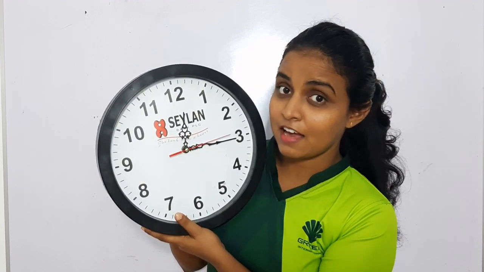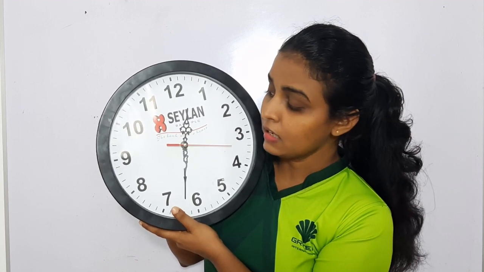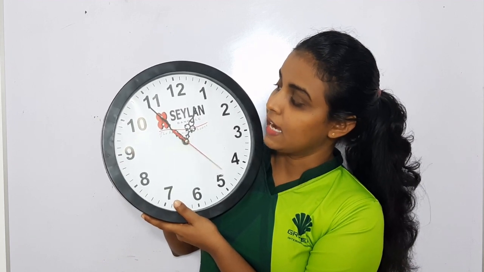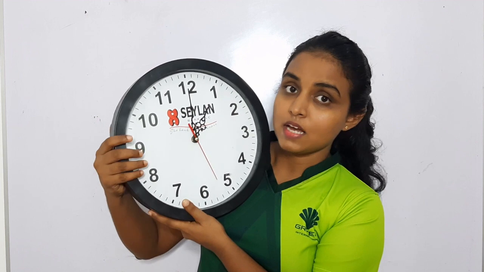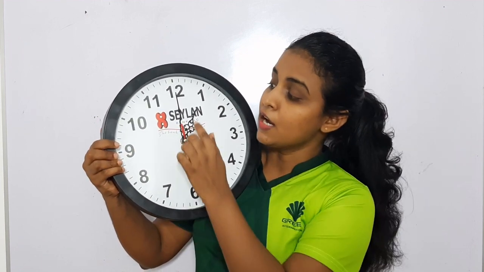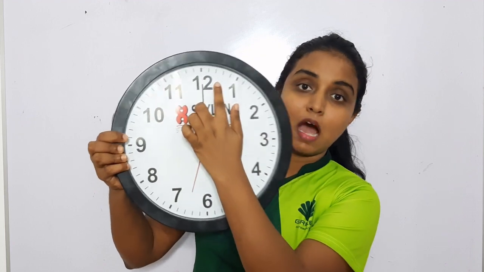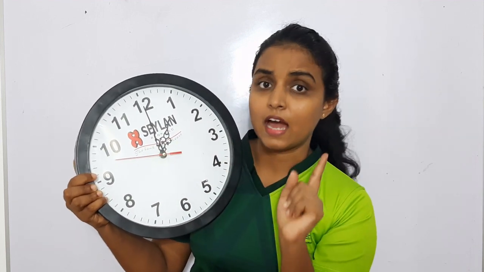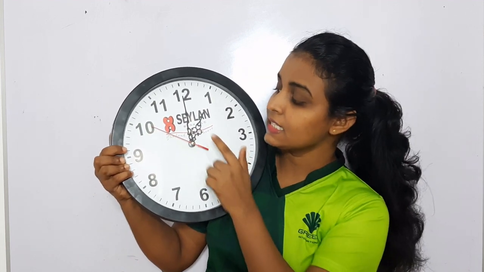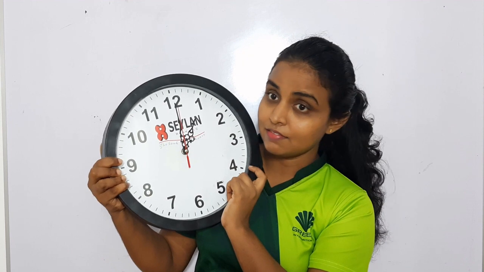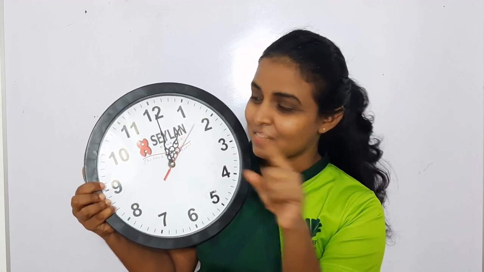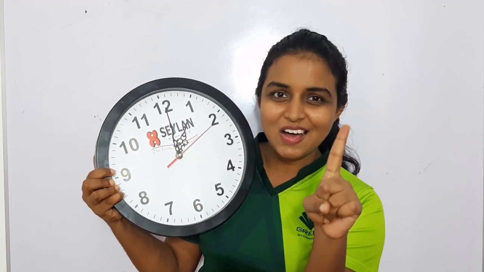Now, carefully have a look. We can move the hands like this way. Now, where is the long hand? Long hand is pointing at number 12. Now, where is the short hand? Short hand is pointing at number 1. When the long hand is at 12 and the short hand is at 1, we say it's 1 o'clock. What's the time now? 1 o'clock.